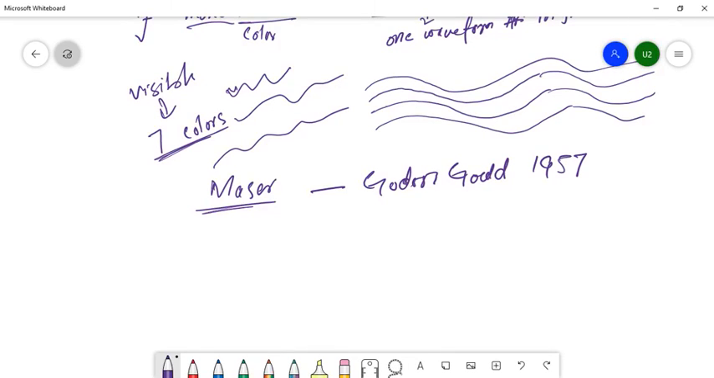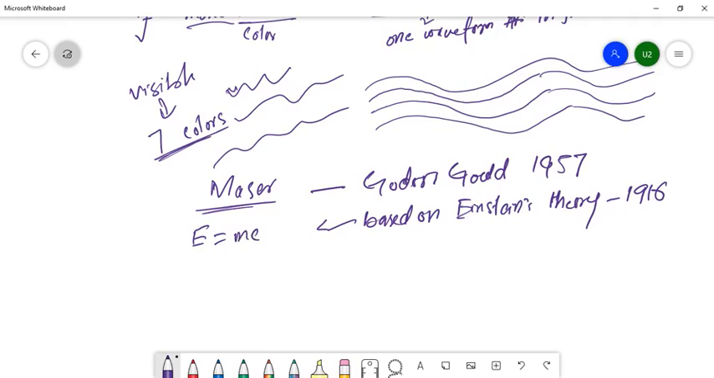That currently we are aware of it, and it was based on Einstein's theory of light that he had given in 1916. Briefly, we can say it is based on E equals mc squared. Okay, so that is the general concept of it.